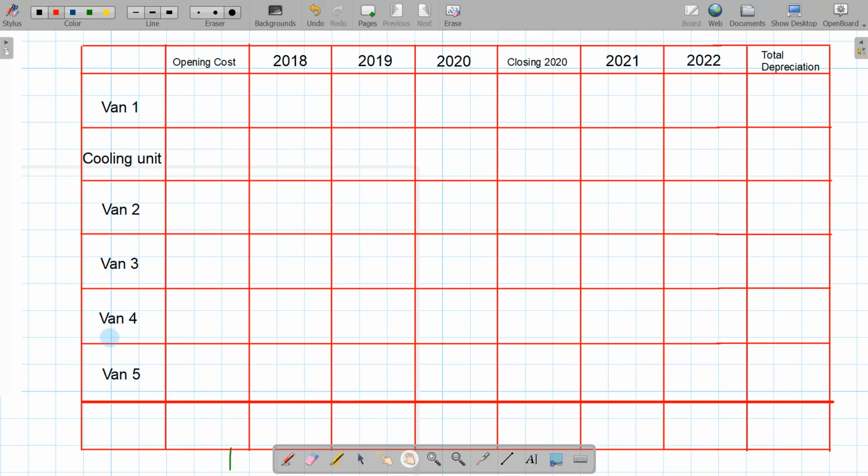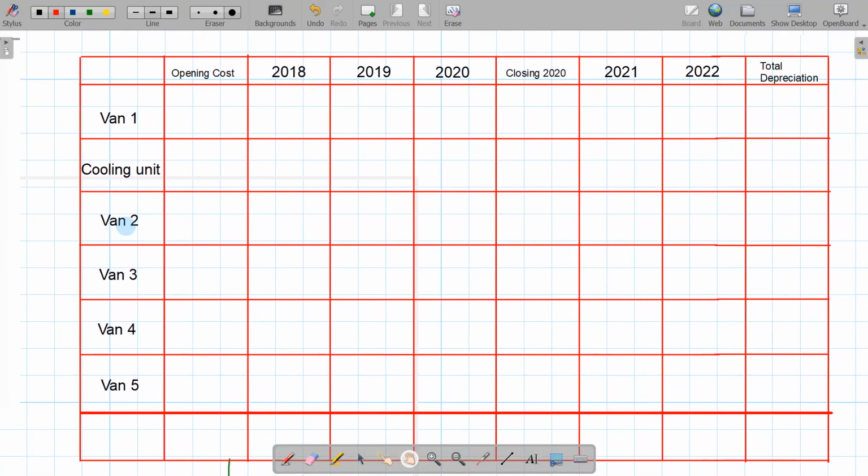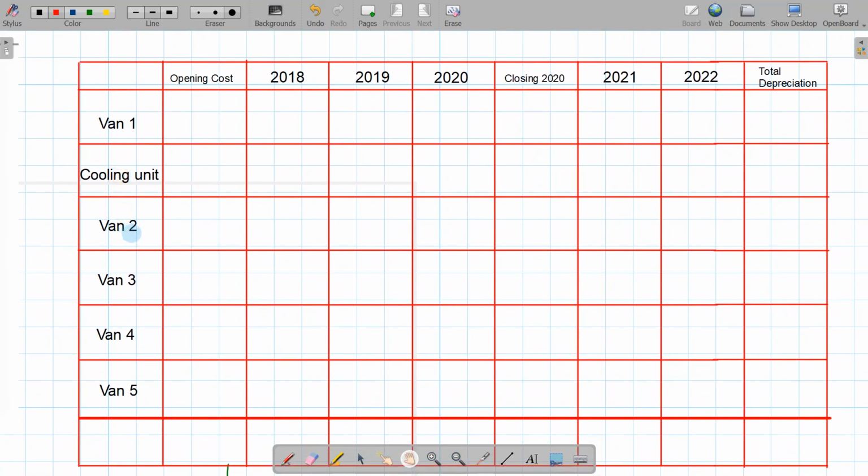But I like to look through the question and know what am I buying first, because then I know which van the upgrade is associated with. So I know that the cooling unit is associated with van 1, whereas if it was associated with van 2, I might have to do something else. I'd put van 2 up here and the cooling unit down there. Okay.